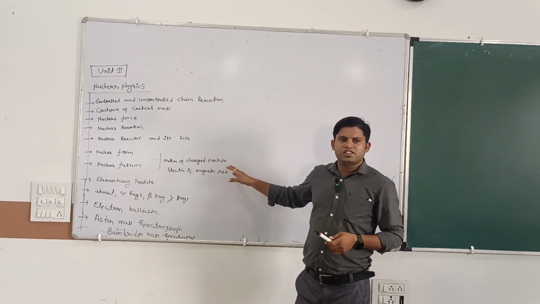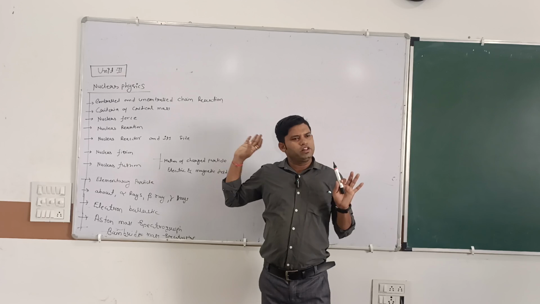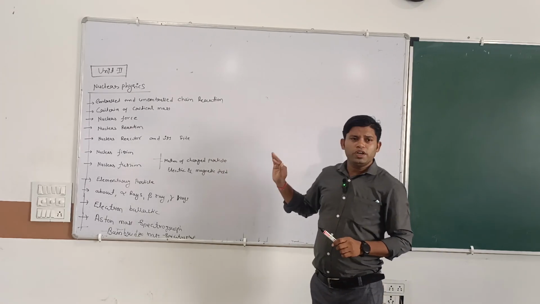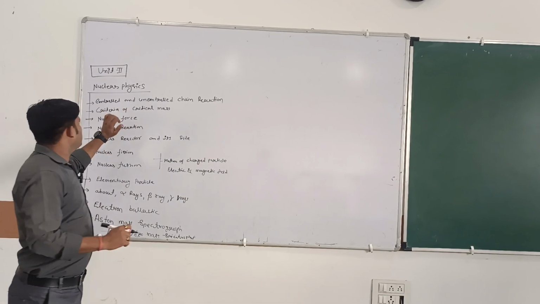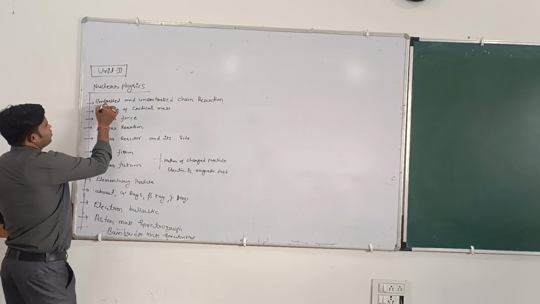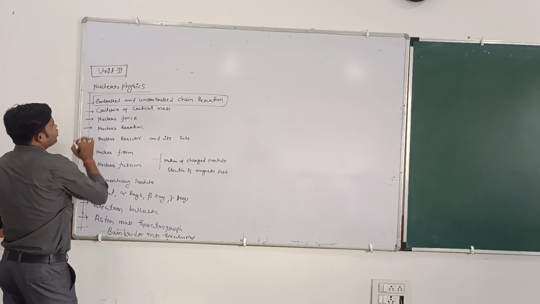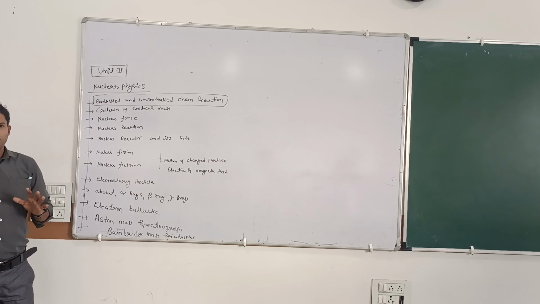In your 12th class, you already studied all the points. So here I explain one by one. Today we explain controlled and uncontrolled chain reaction. Today we start point number 1, controlled and uncontrolled chain reaction. Okay, we start from basic.